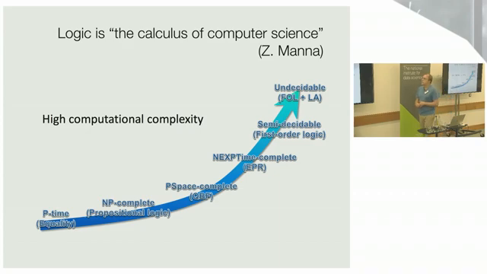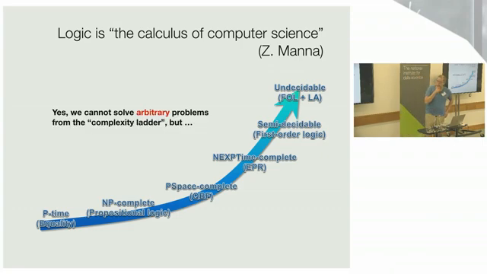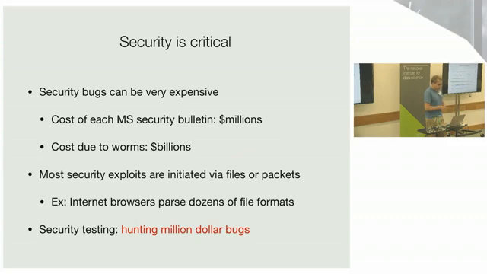I like this quote from Zohar Manna. The logic is the calculus of computer science. Right? So you have this complexity ladder. Z3 can solve problems in many different places in this ladder. My point here is that you have high computational complexity, right? And in practice, it's infeasible to expect that we can solve problems anywhere in this ladder, right? Even SAT can be extremely hard, right? But we can try to solve problems we find in practice, right? In real applications, in software verification applications, in test case generation tools.